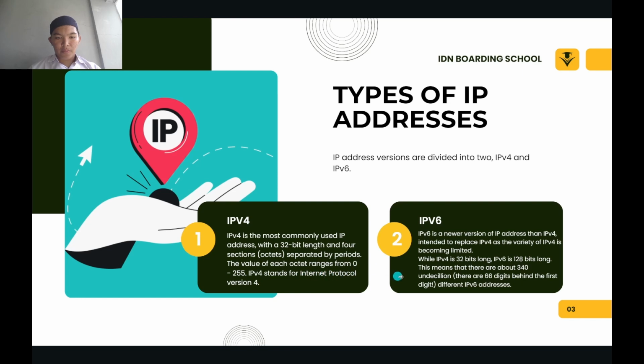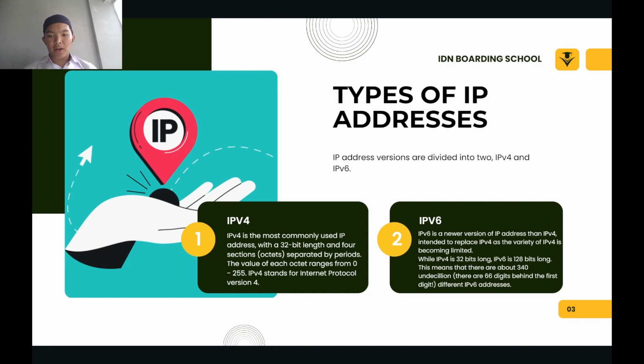IPv4 stands for Internet Protocol version 4. So IP stands for Internet Protocol. I forgot to say that to you. And the next is IPv6. IPv6 is a newer version of IP address than IPv4, intended to replace IPv4 as the supply of IPv4 addresses is becoming limited. The total number of IPs that can be used in IPv4 is around, if I'm not wrong, 4 billion.